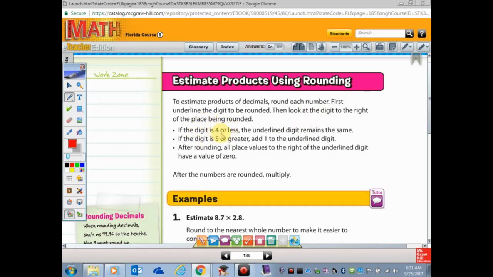If the digit is 4 or less, the underlined digit will remain the same. If the digit is 5 or greater, add 1 to the underlined digit.